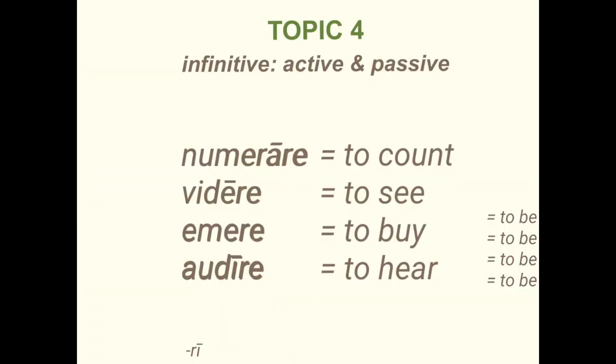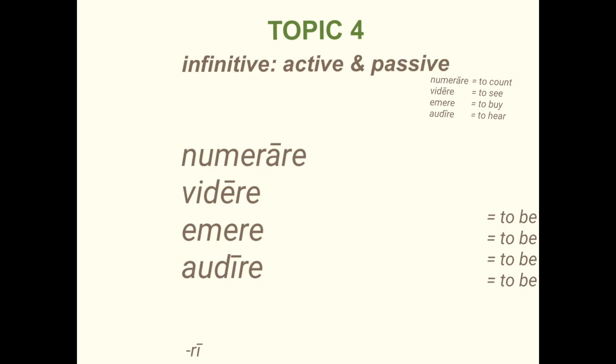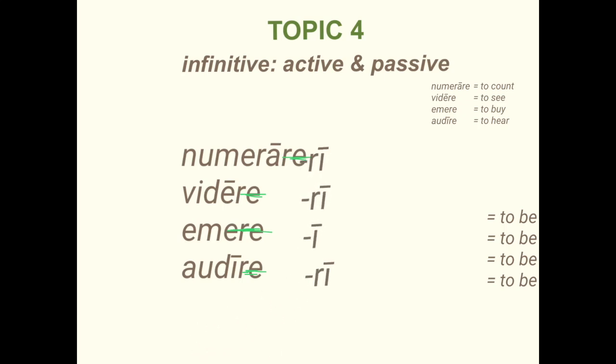In this chapter, we're going to do something new with the infinitives, however. So let's move this aside. And what we want to do is take these infinitives that are active in meaning right now, to count, to see, to hear, and we want to transform their meaning by simply removing the ending. We're going to remove the ending on each one of these verbs. Going to go a little further on that one. You'll see why in just a second. And we're going to add a new ending. We're going to add the ending ri. We're going to add this to each of these verbs.